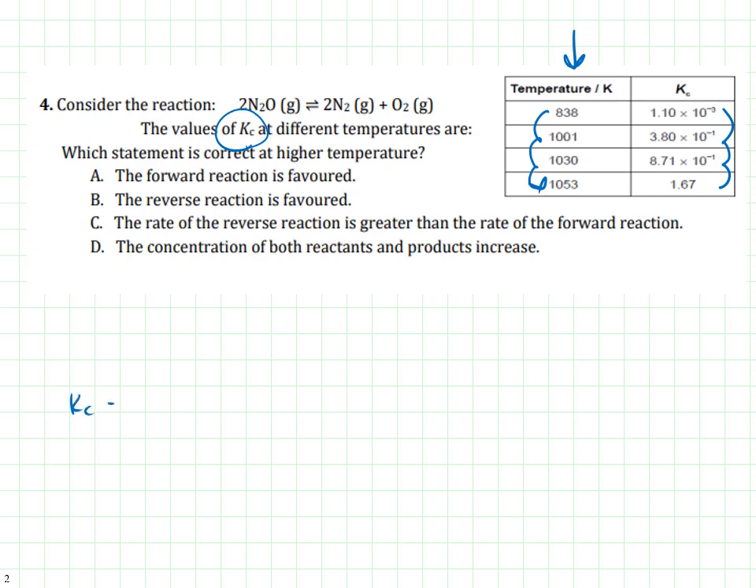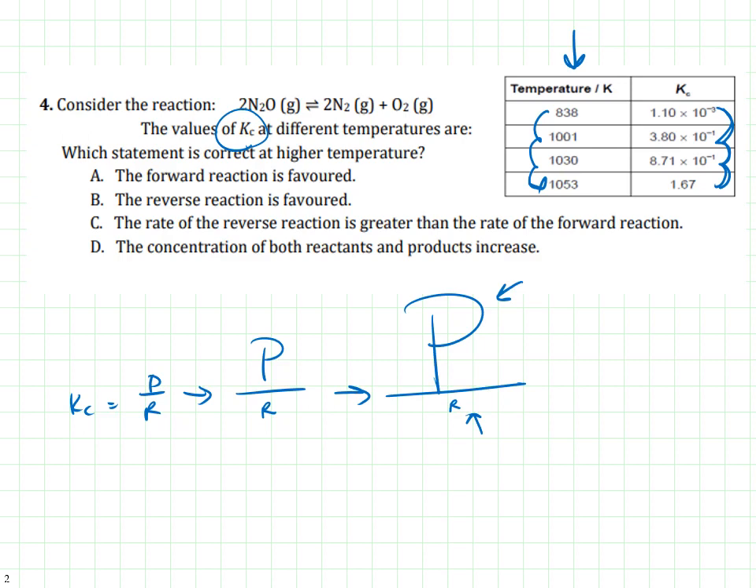Remember that Kc is the products over the reactants. As we get hotter, I'm having an increased Kc, which means that my products are getting bigger and my reactants are getting smaller. The hotter we get, the more product, the less reactant, which is why the value of that Kc, that ratio, is getting greater. My numerator is greater than my denominator. So that means I'm making more and more product. More and more product means that the equilibrium is shifting to the right, and that forward reaction is favored.